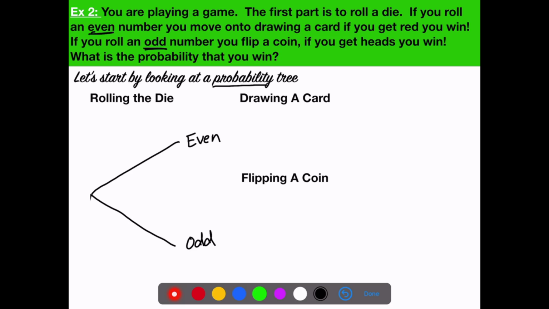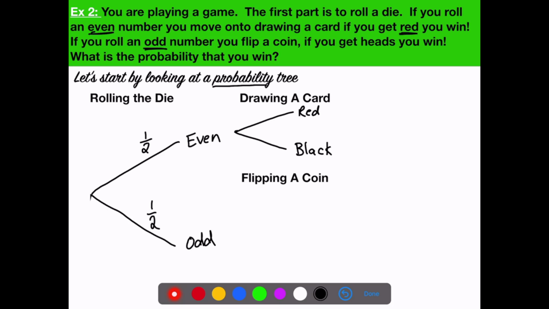To make this probability tree, we put the probability on each branch. It's 50% probability you get an even, 50% probability you get an odd. For drawing a card, the important part in the question was getting red or not. So that means we can either get a red card or the other color cards are black. Again, I'm not listing 52 different branches of this tree diagram, just the two events that are important.